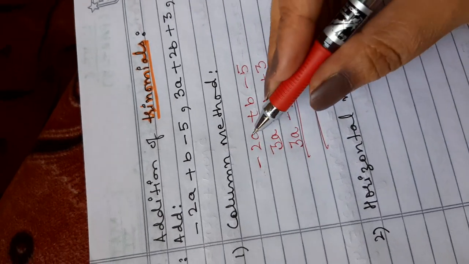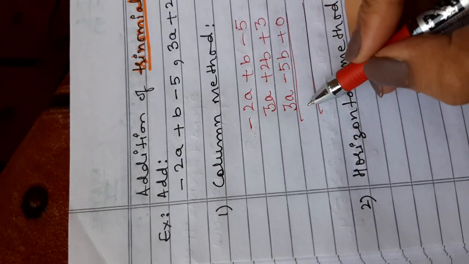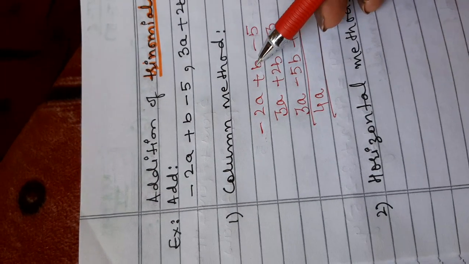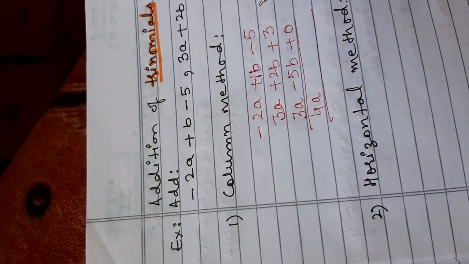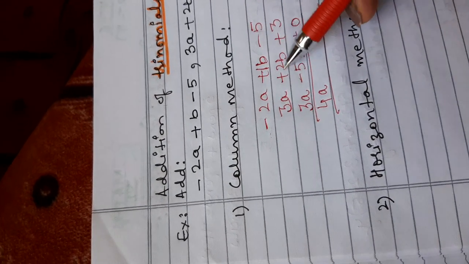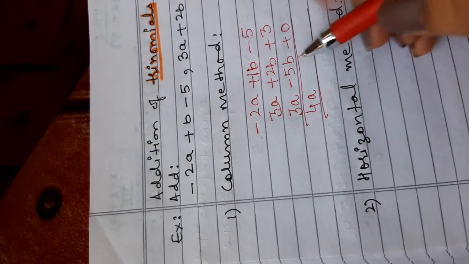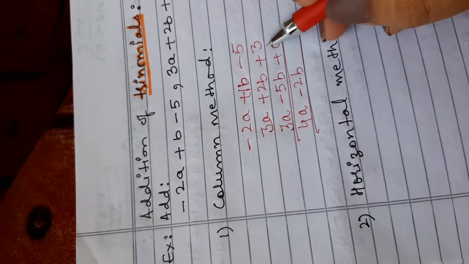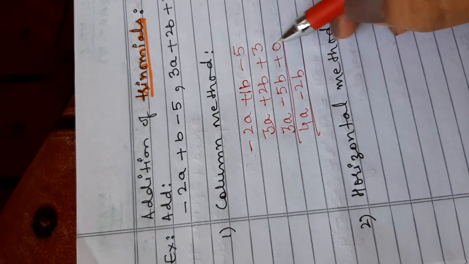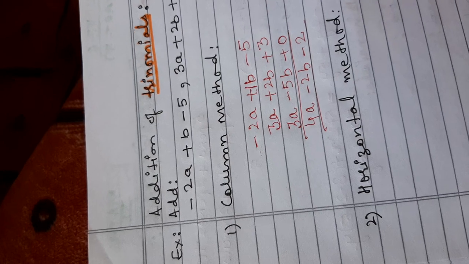Now add them. 3 plus 3 is 6, 6 minus 2 is 4, so 4a. Now here b is written, that means its coefficient is 1, so we can write 1 here. So now 2 plus 1 is 3, and 5 minus 3 is 2. So because 5 is bigger, so minus 2b, and here minus 5 plus 3 again, this is equals to minus 2, right? So this is the answer.